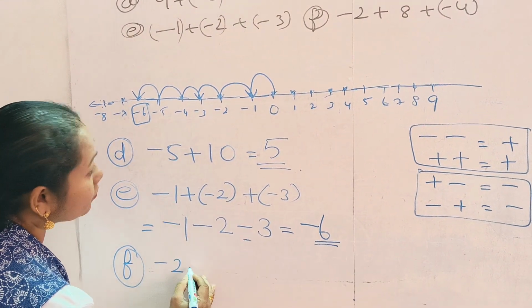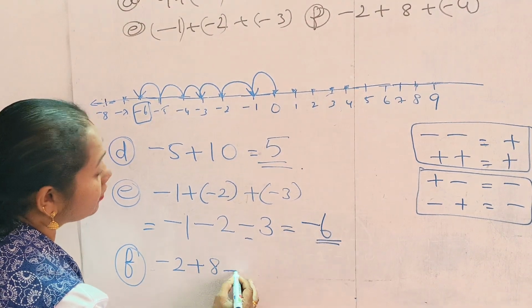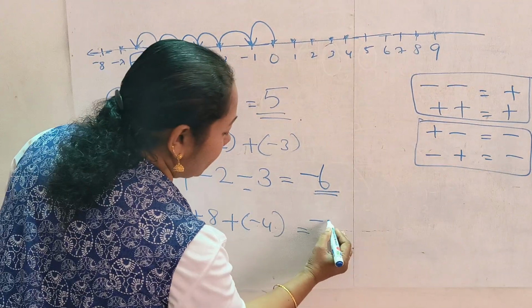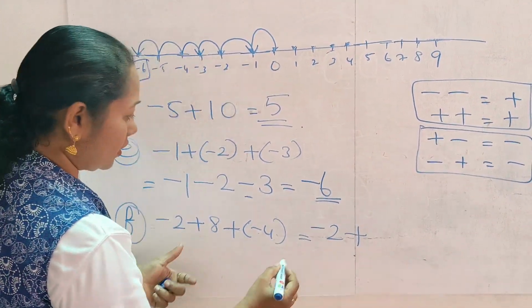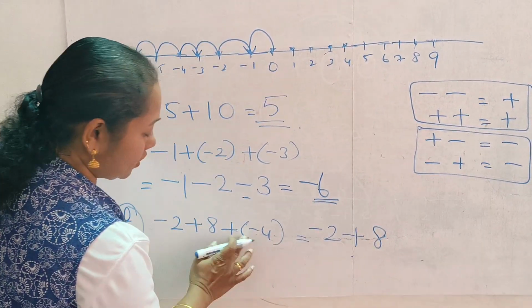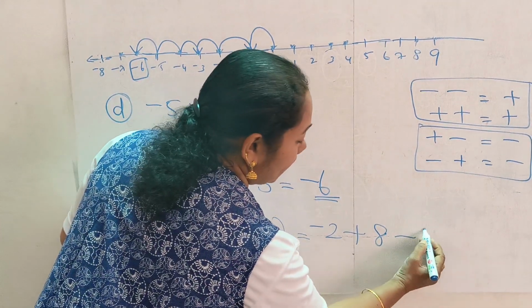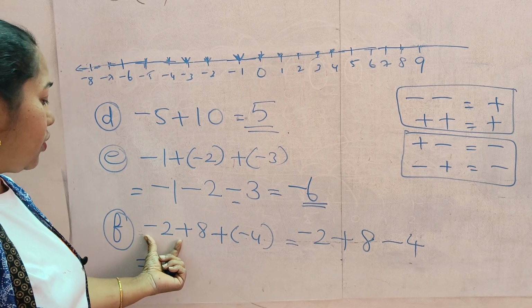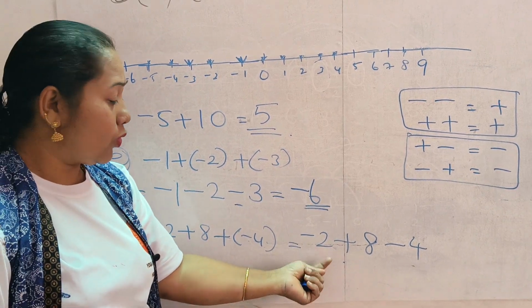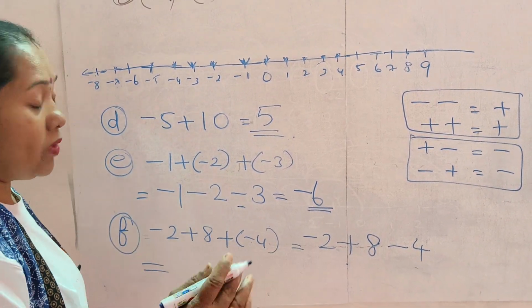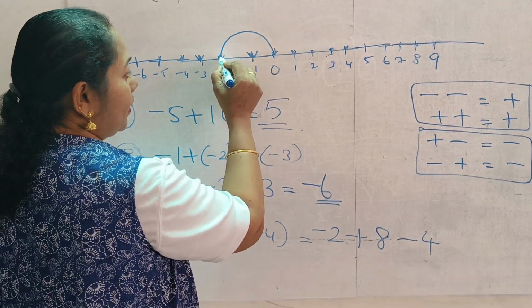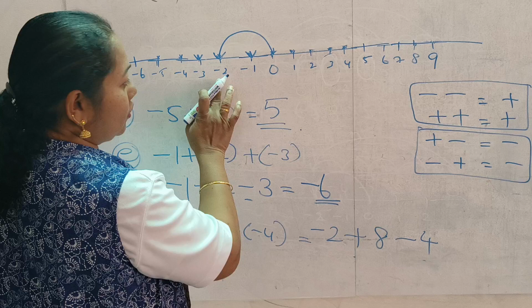Minus 2 plus 8 plus minus 4. That is minus 2 plus 8 plus minus minus 4. Now what we have to do? First we have to go from 0 to minus 2. Minus 2 means left side. From 0, 2 numbers to the left side. That is from 0 to minus 2.